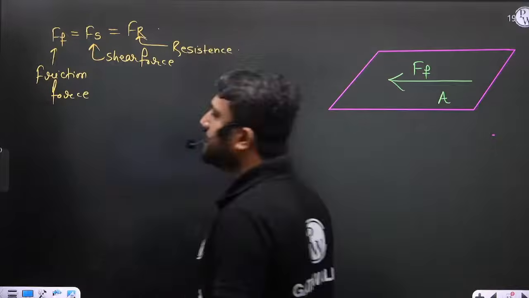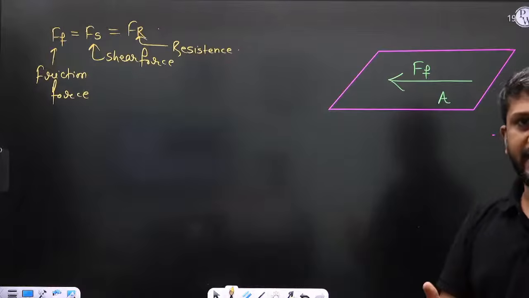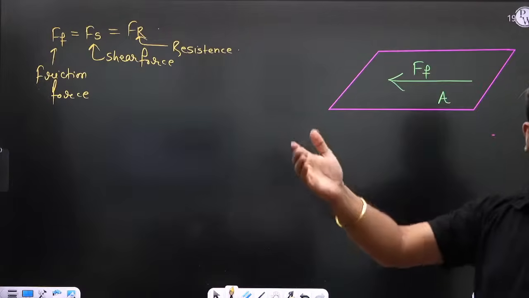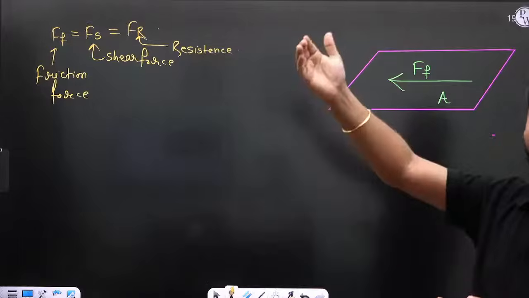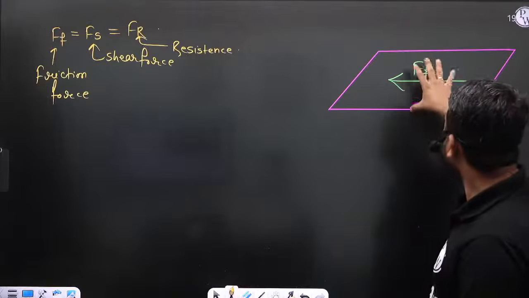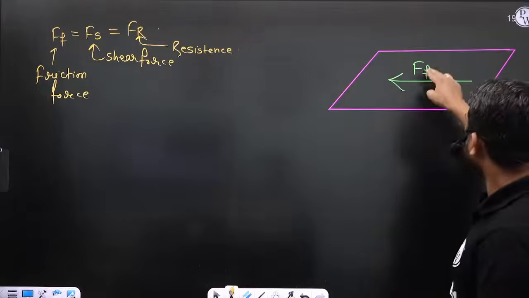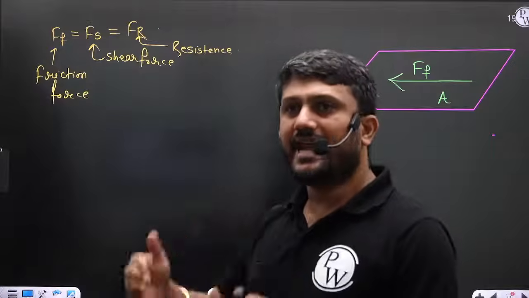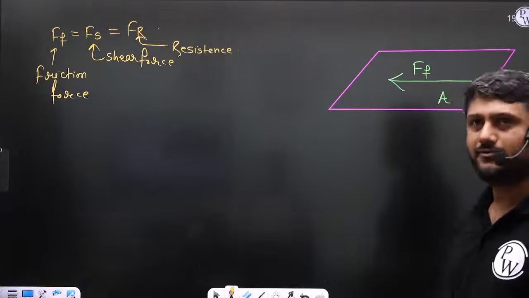And why does this friction force come into the picture? Because of the viscosity, layers have different velocities. Since the layers have different velocities, friction comes into the picture. And this layer experiences the friction force. Let us consider that it is Ff. This friction force is parallel to the plane of the layer. That's why you can say this is a shear force, or a resistance force.